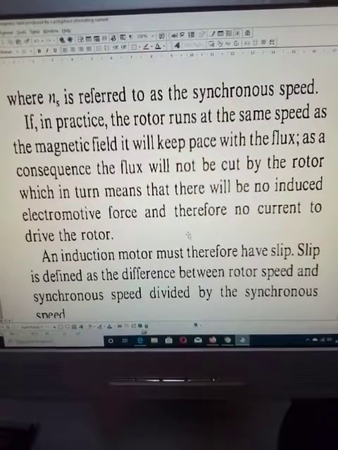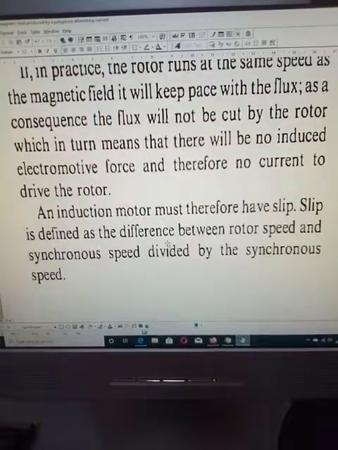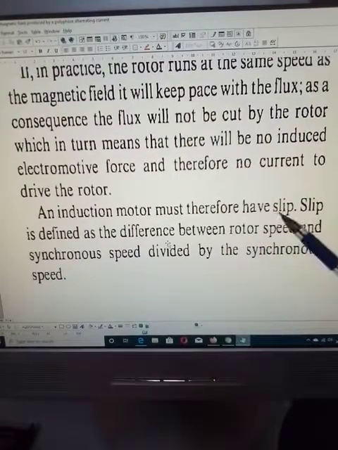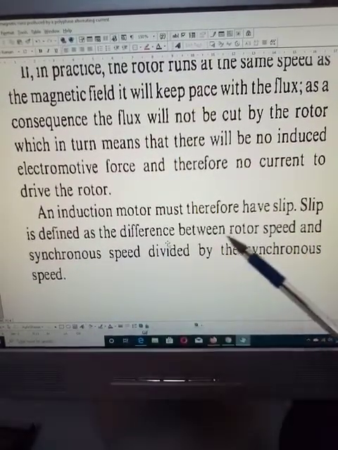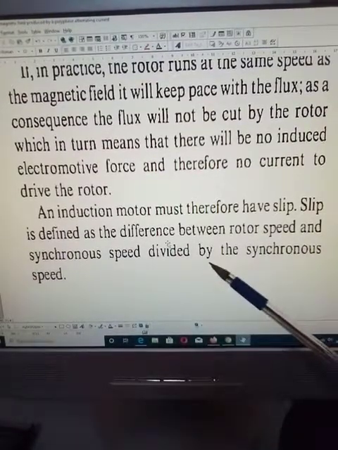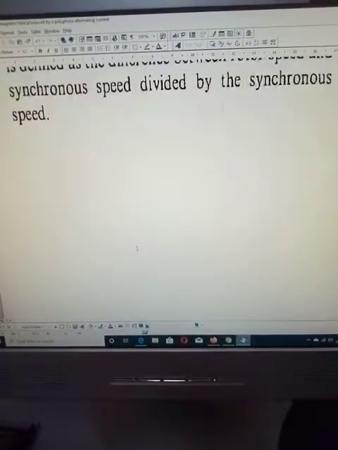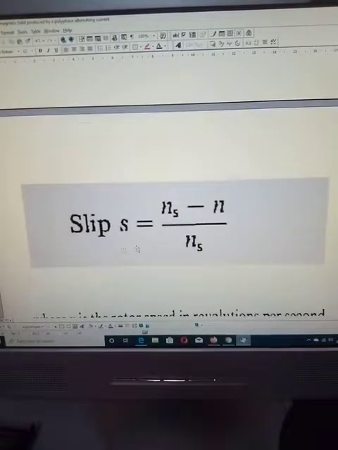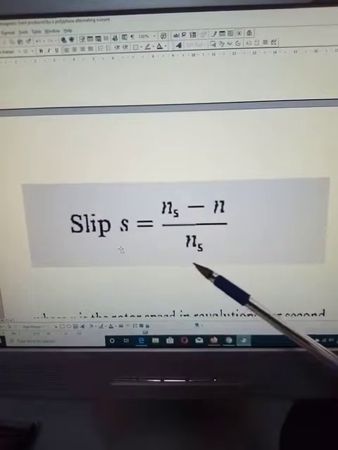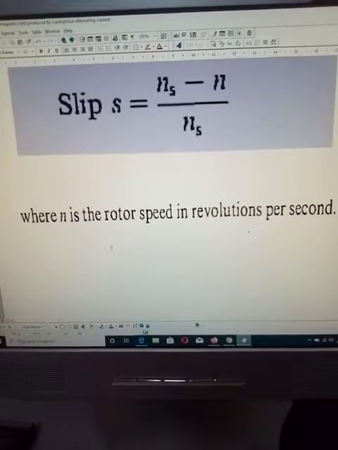It must have a degree of slip in order for it to function effectively. An induction motor must therefore have slip. Slip is defined as the difference between rotor speed and synchronous speed divided by the synchronous speed. And this gives us the formula slip S equals ns minus n over ns, where n is the rotor speed in revolutions per second.